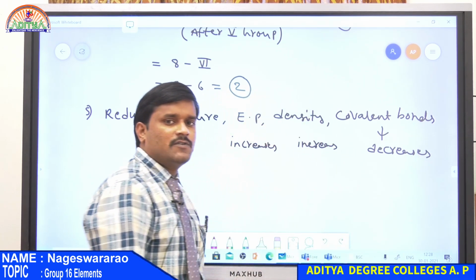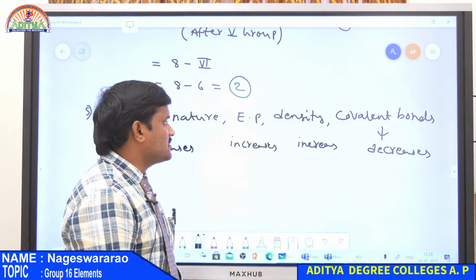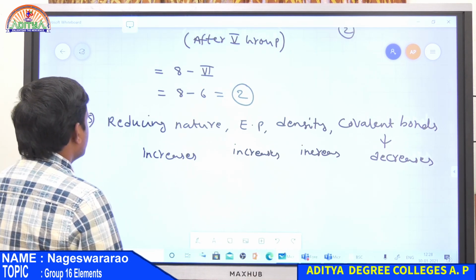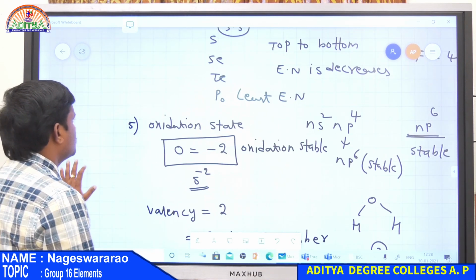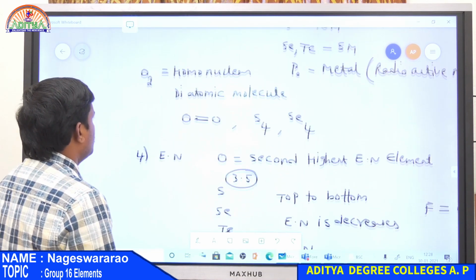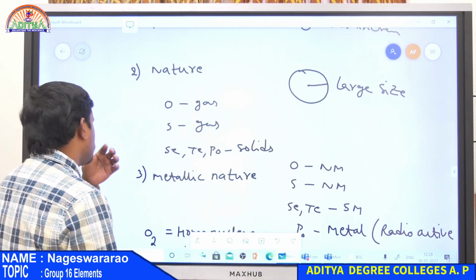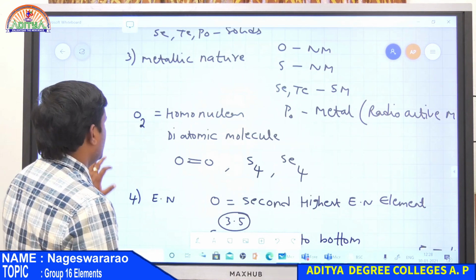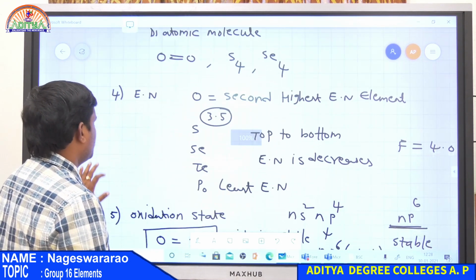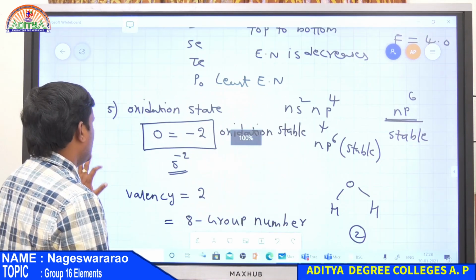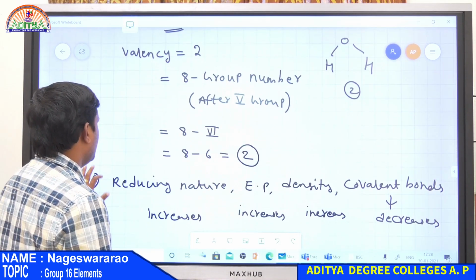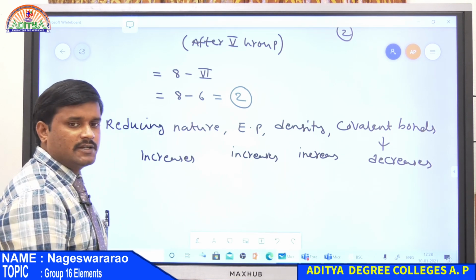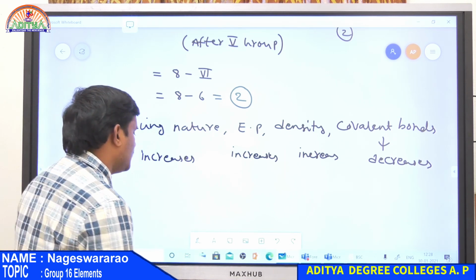So all these are physical properties of the oxygen family. The first one is atomic size, the second one is ionization nature, the third one is metallic nature, the fourth one is electronegativity, the fifth one is oxidation state, and the last ones are the remaining physical parameters: reducing nature, electropositivity, density, covalent bond character, like that.